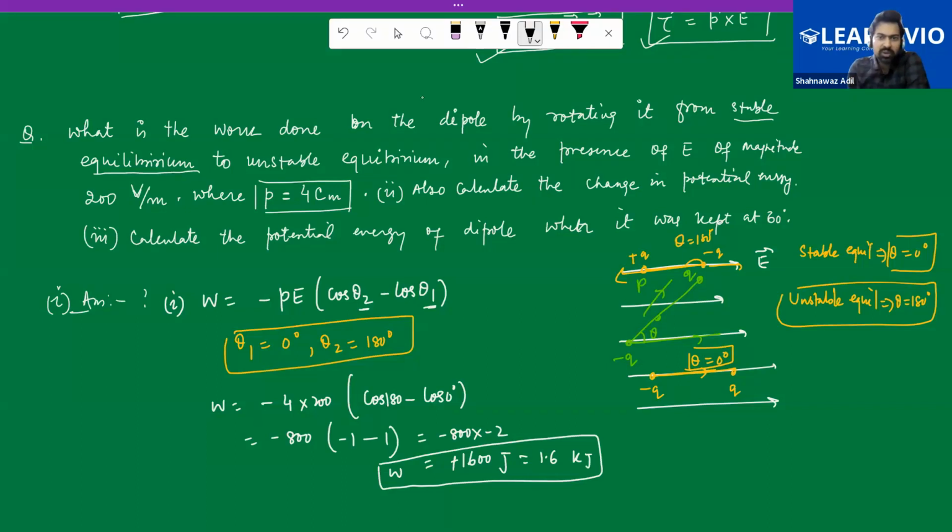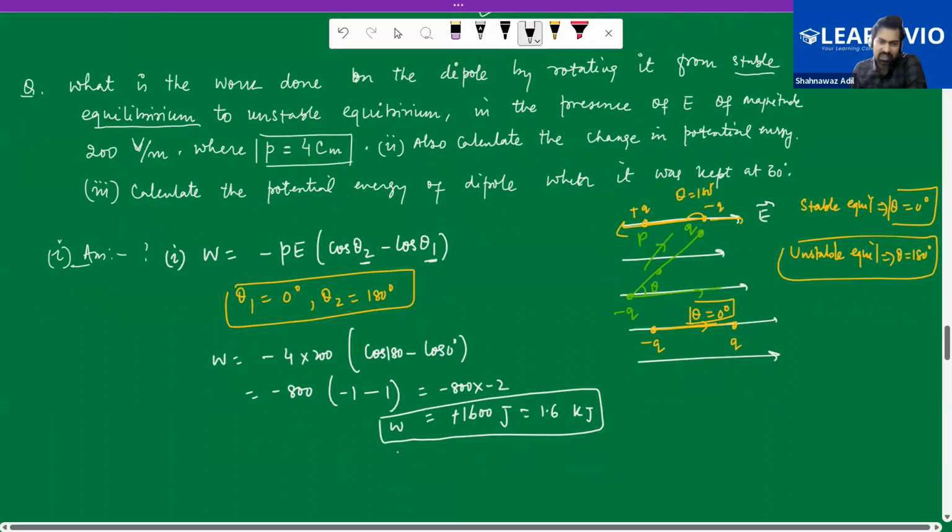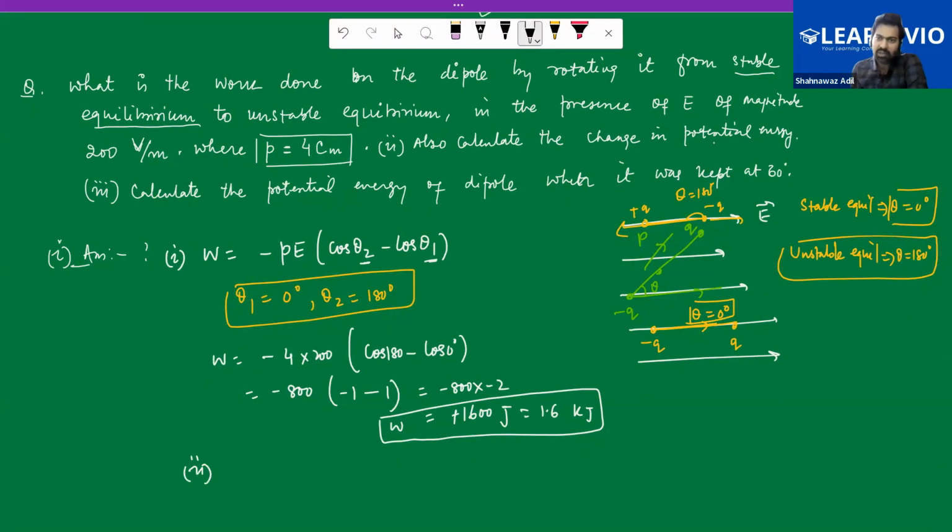Okay, good. So this is the work done, and in the second part, they want us to calculate the change in potential energy. So we know that change in potential energy is simply work done. So this would also be 1.6 kilojoule. Calculate the potential energy of the dipole when it was kept at 60 degree.